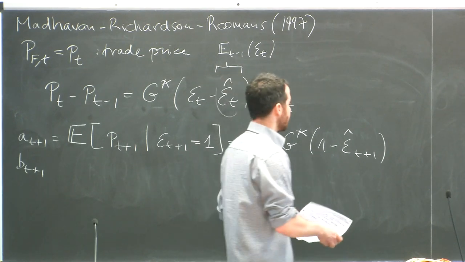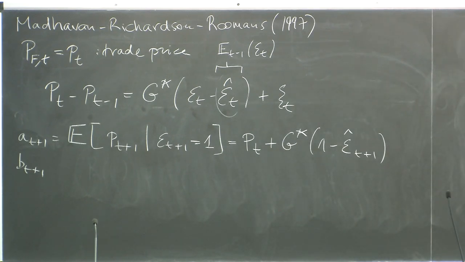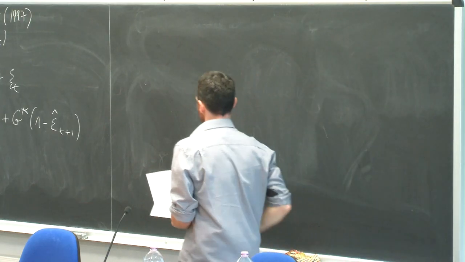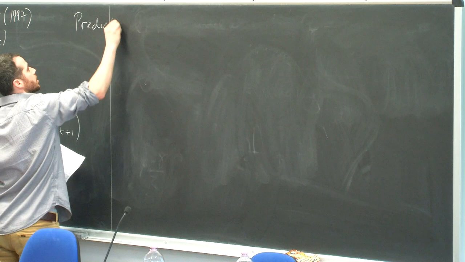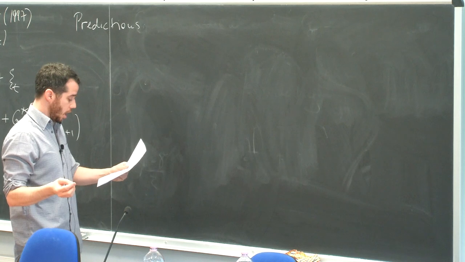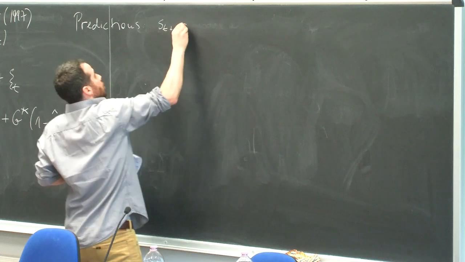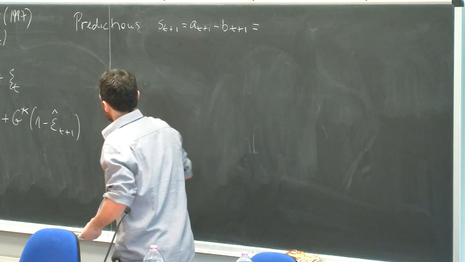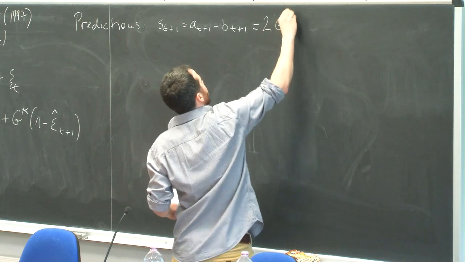I will just write up the predictions of a model like this. We don't have time to discuss it, and it's not essential, I think. So what this will do is give the following predictions. It will give, for example, a prediction for the spread, which, if one writes up this stuff here, will be simply 2G star in this model.